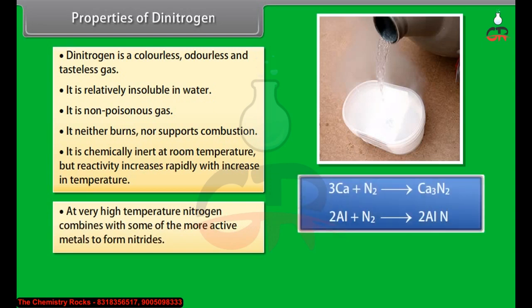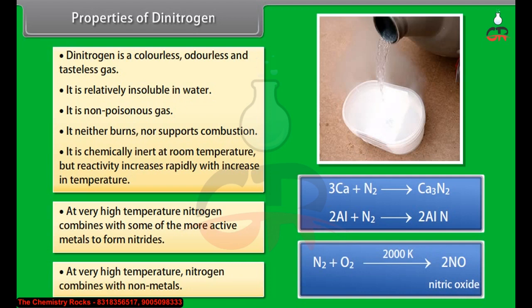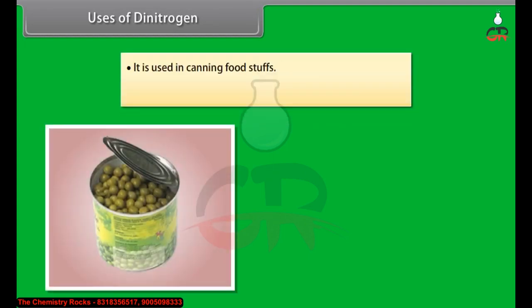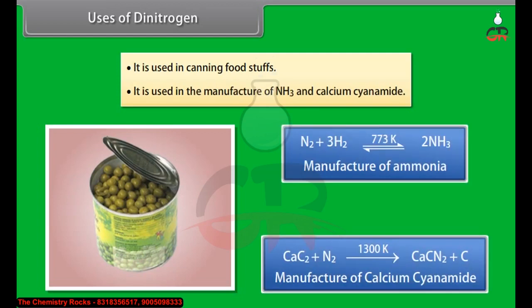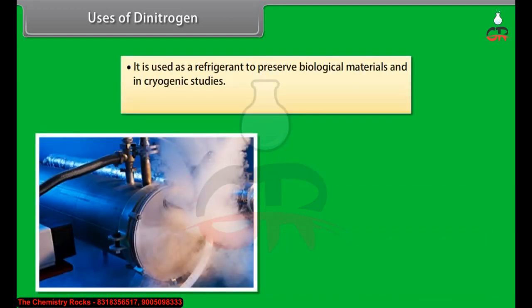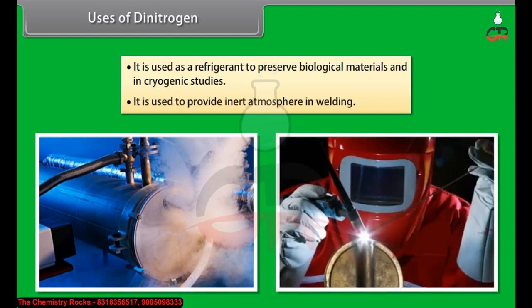At very high temperatures, nitrogen combines with some of the more active metals to form nitrides. At very high temperatures, nitrogen combines with nonmetals. Uses of dinitrogen. The important uses of dinitrogen are the following. It is used in canning foodstuffs. It is used in manufacture of NH3 and calcium cyanamide. It is used as a refrigerant to preserve biological materials and in cryogenic studies. It is used to provide an inert atmosphere in welding.